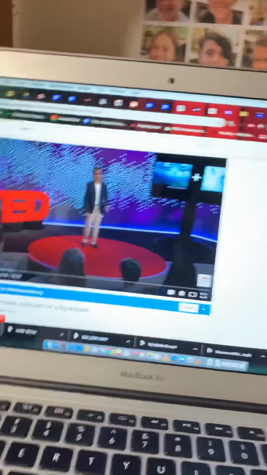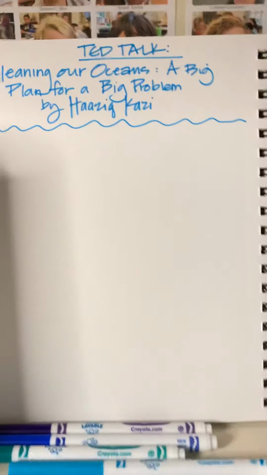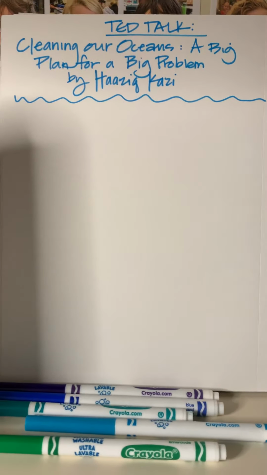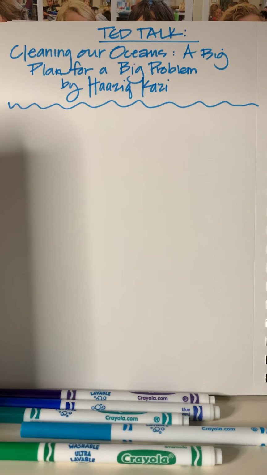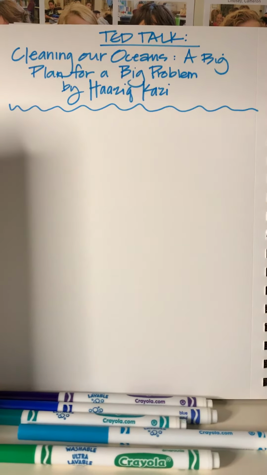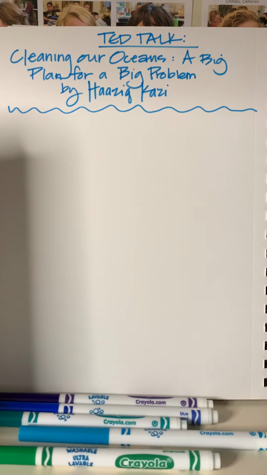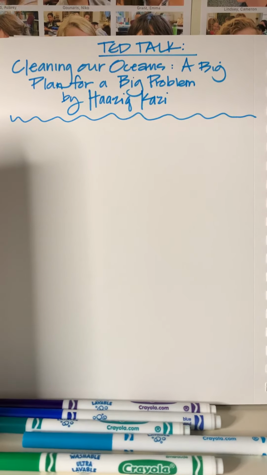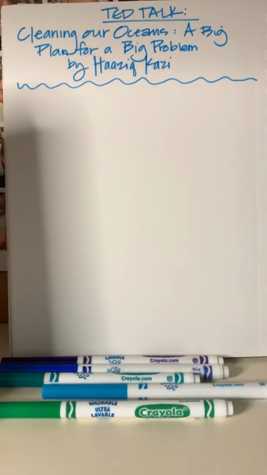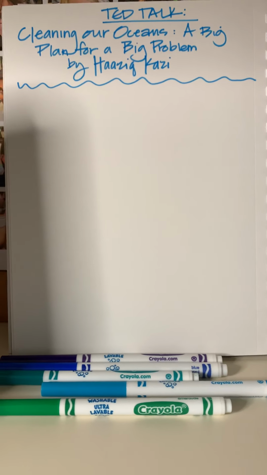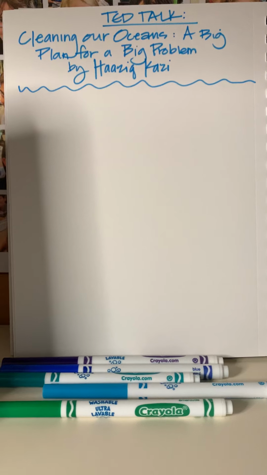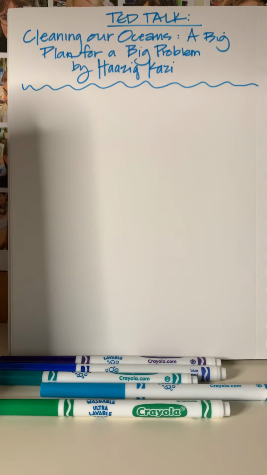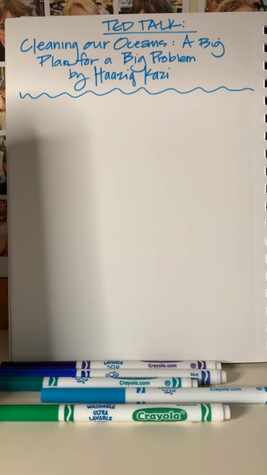You're going to need that. You're going to need your writer's notebook. Mine's a blank sketchbook now because I've moved away from all structure, right? So I've got my page in my writer's notebook titled with TED Talk at the top, and I've labeled it with the name of the talk, which is Cleaning Our Oceans, A Big Plan for a Big Problem by Haziq Kazi. And I've got my colored pens there ready to document my great thinking. I hope some of you really appreciate the ocean themed color scheme I went for here. Yeah, I have time to pay attention to those things now, so that's very special, isn't it?